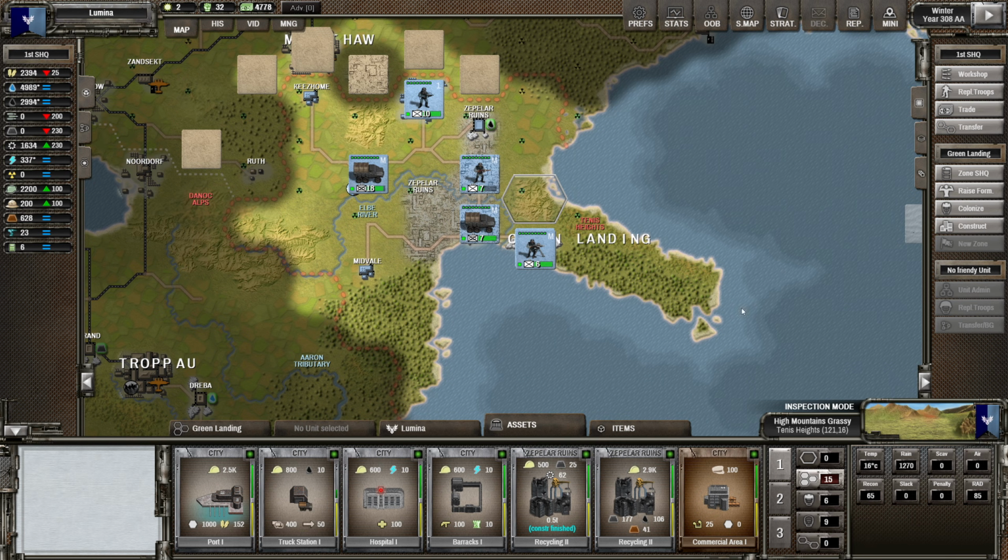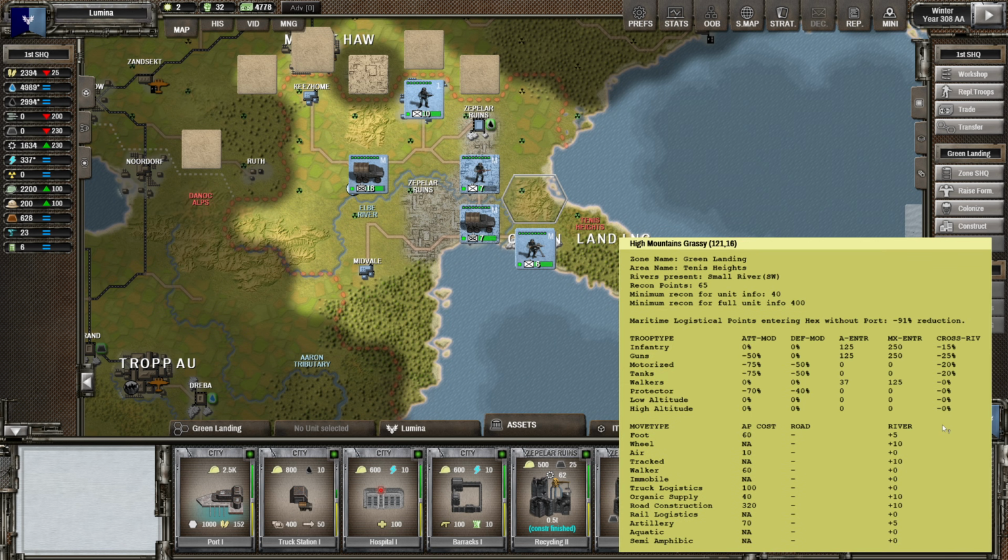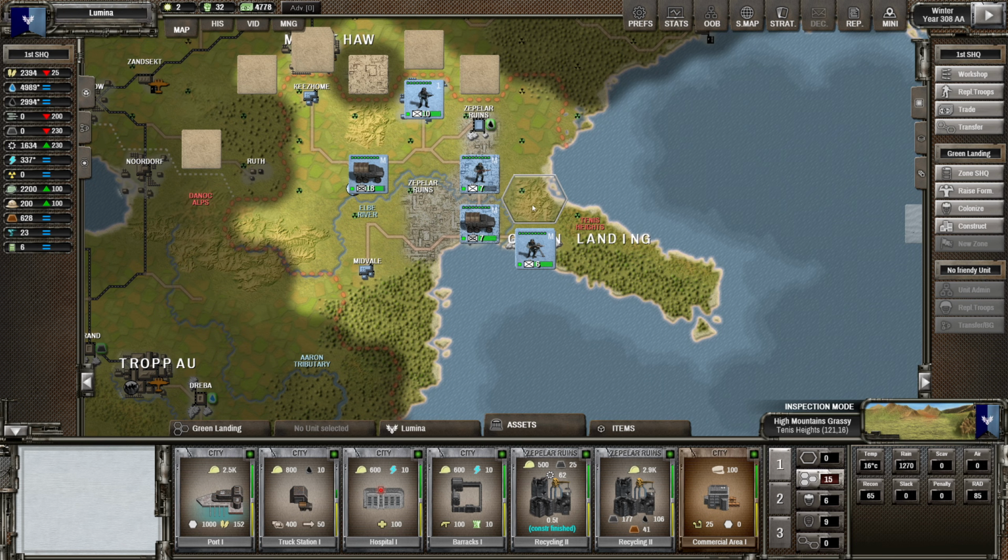Okay, so clicking on here, we can see this is hex number X121 Y16. I think that's correct. And so that's where the hex number is. It tells you what the terrain is. So you've got all this terrain down here. But for now, you just want to be using inspection mode.